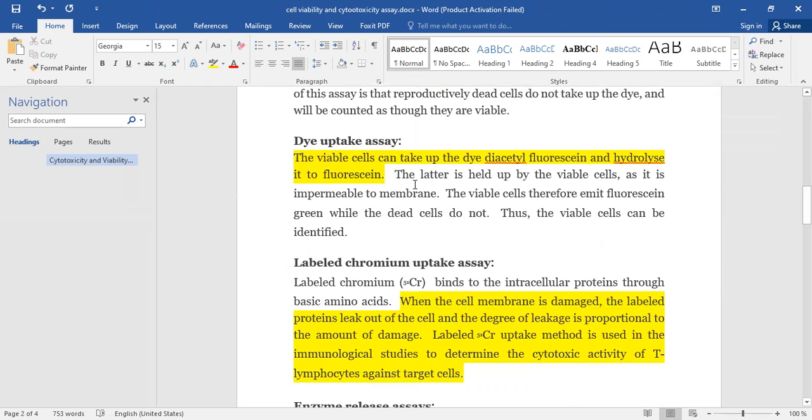Next are dye uptake assays. In this test, some specific dyes are added to the cells which allow only the viable cells to take them up, including diacetyl fluorescein and hydrolase substrates. These dyes are only permeable to viable cells. The next is the labeled chromium assay.